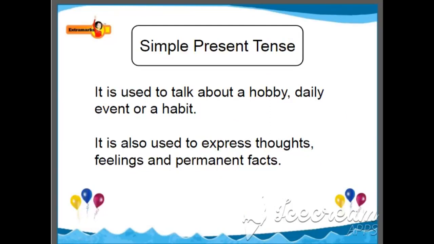A simple present tense is used to talk about a hobby, daily event, or a habit. It is also used to express thoughts, feelings, and permanent facts.